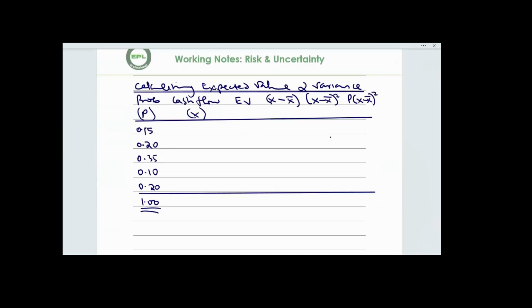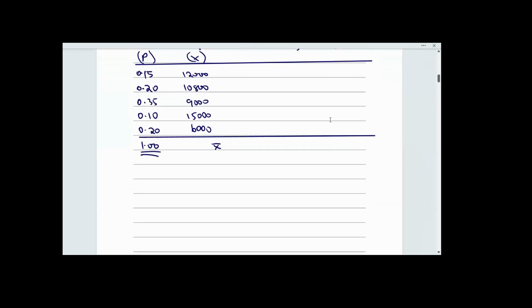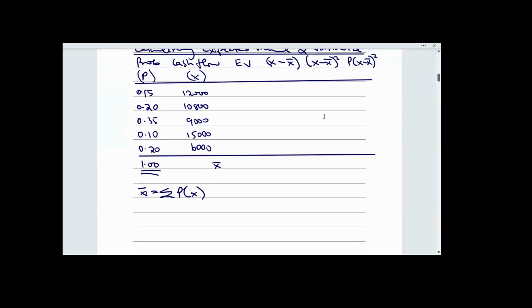The first one is 12,000 naira. So here is 12,000, followed by 10,800, 9,000, 15,000, then 6,000. To now get the expected value, which is X bar, we are supposed to multiply by probability. You recall that expected value, X bar, is computed as the summation of probability times X. That is, you multiply probability with the cash flow.